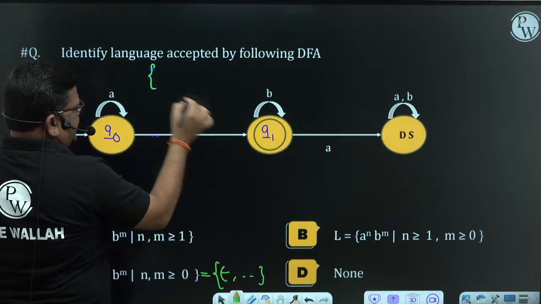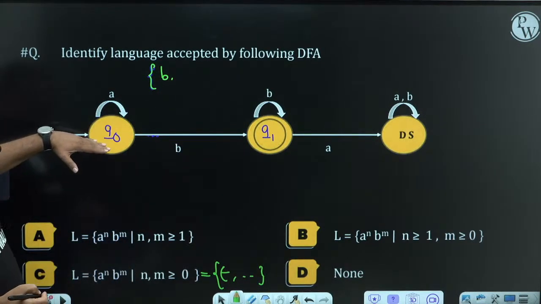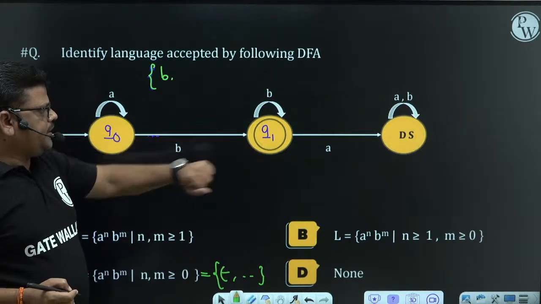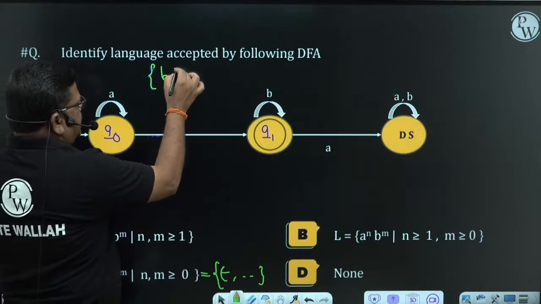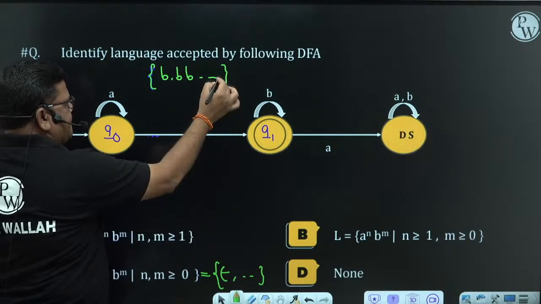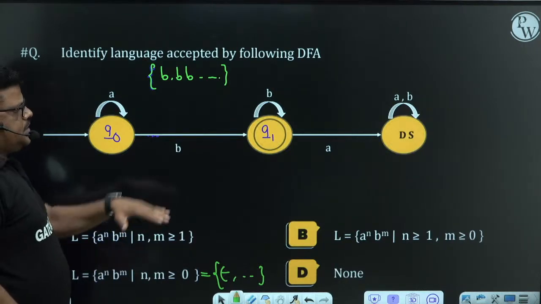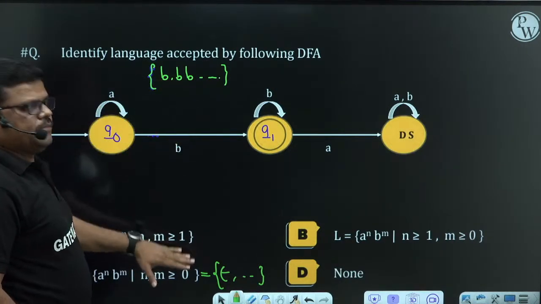The minimum string accepted is B. Starting from the initial state by reading B, reaching final state. Then we have double B and so on, so many others. So try to match this language from the given options.